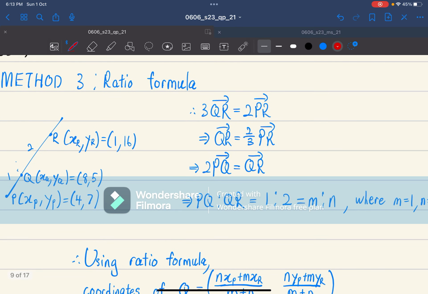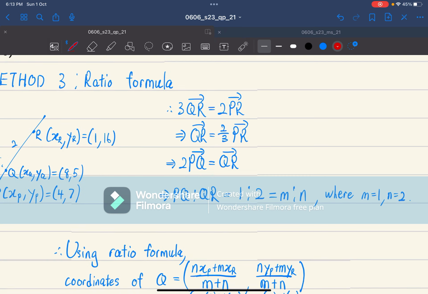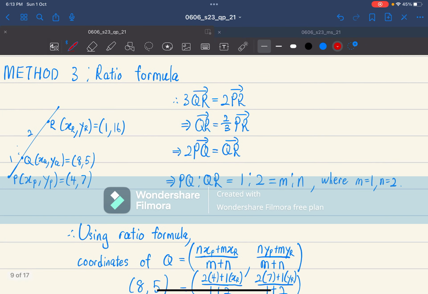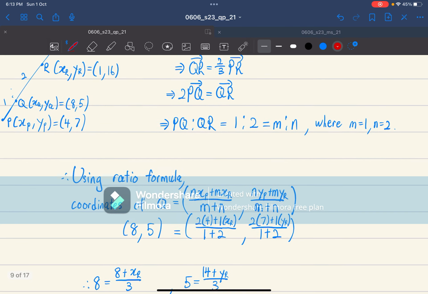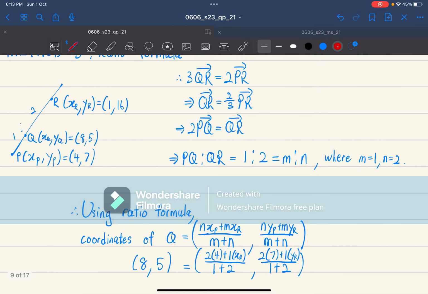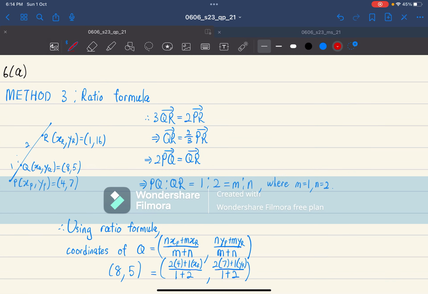So now we know the ratio of PQ to QR, which is 1 to 2, and I define them as M and N, where M is 1 and N equals 2. So using the ratio formula, the coordinates of Q will be this. I wrote down the formula so that people who want to learn can understand how to use it.